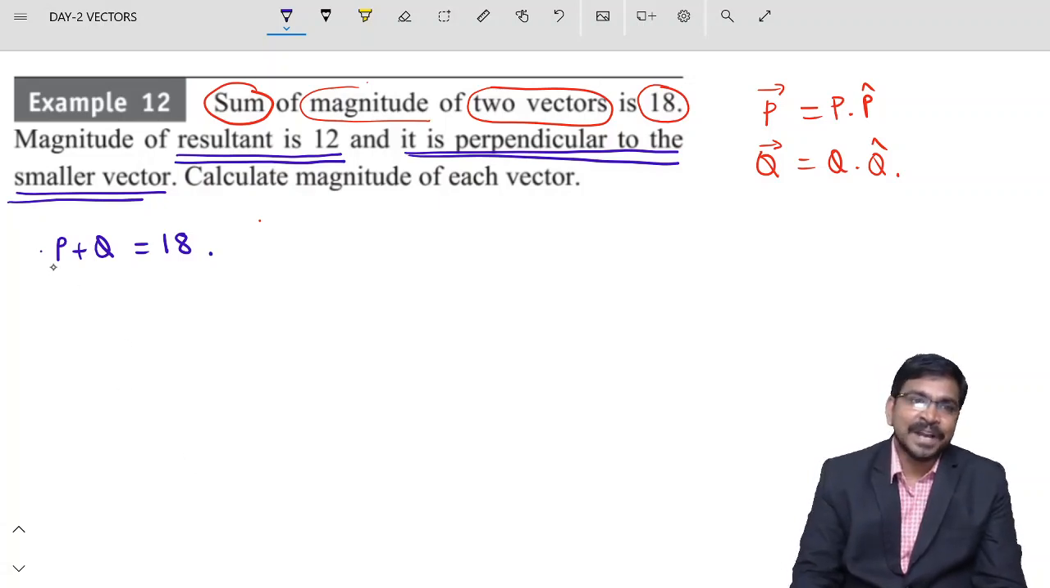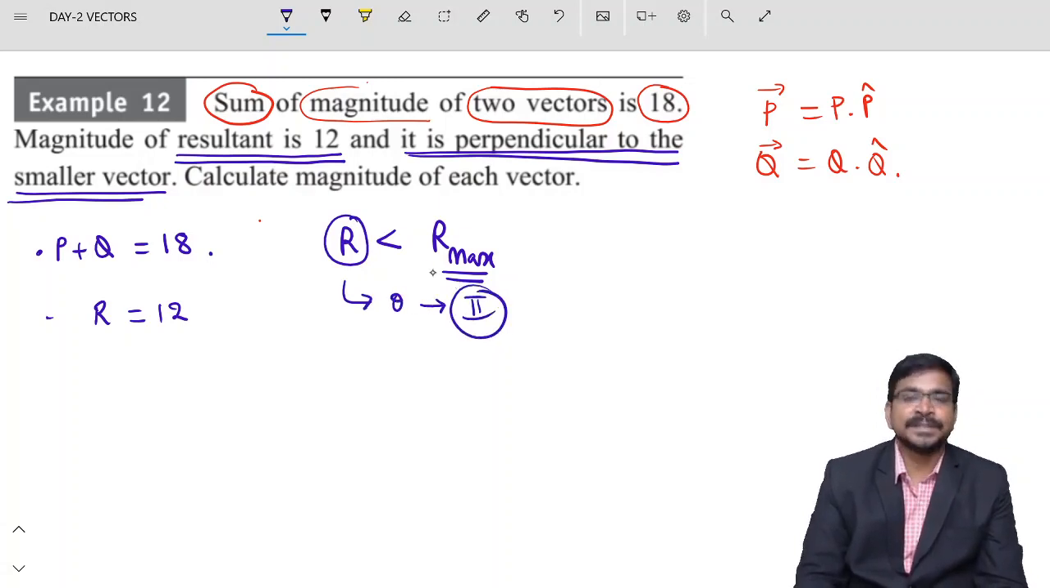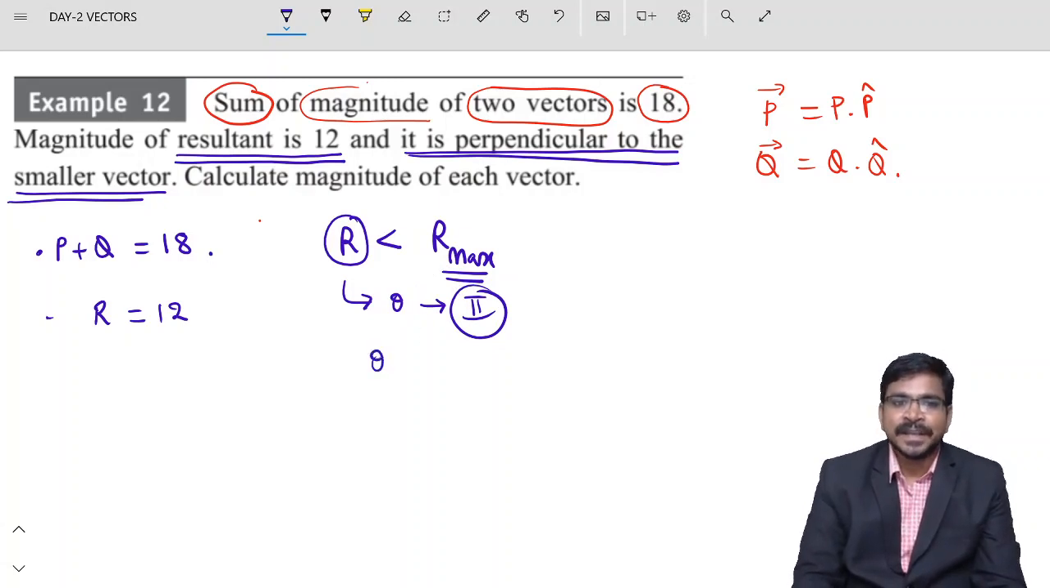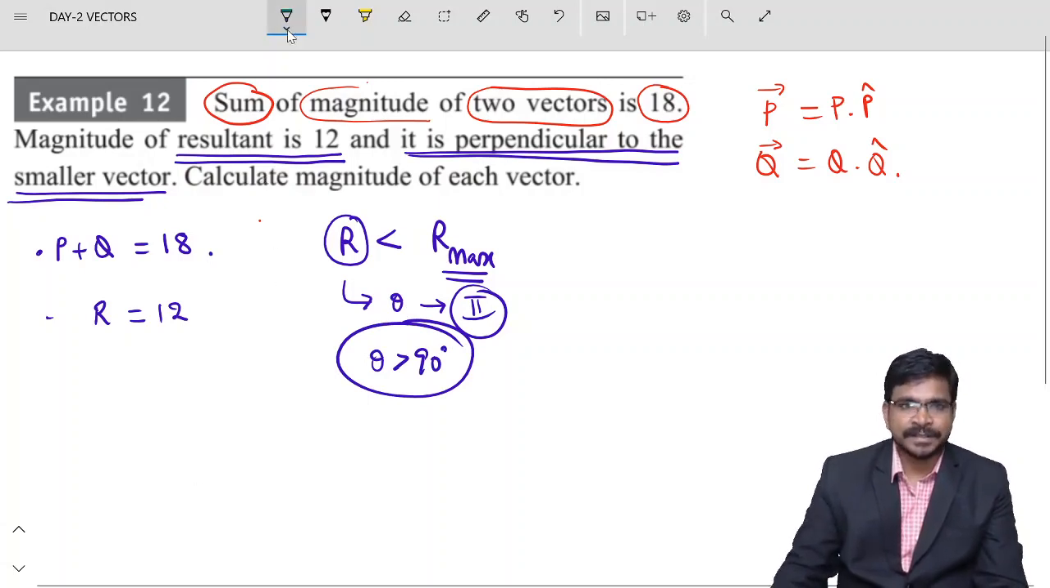Magnitude of resultant, that means R is equal to 12. Remember one thing, if the R value is less than R maximum, R maximum means what? P plus Q. In that case, theta will be in second quadrant. That means the angle is greater than 90 degrees. In such cases, the vectors will be looking like this. Let me show you.